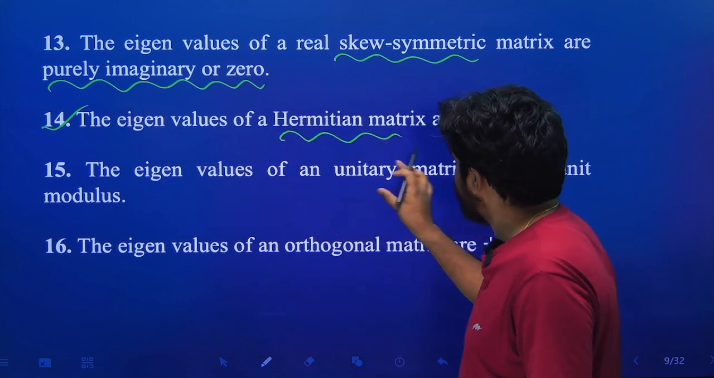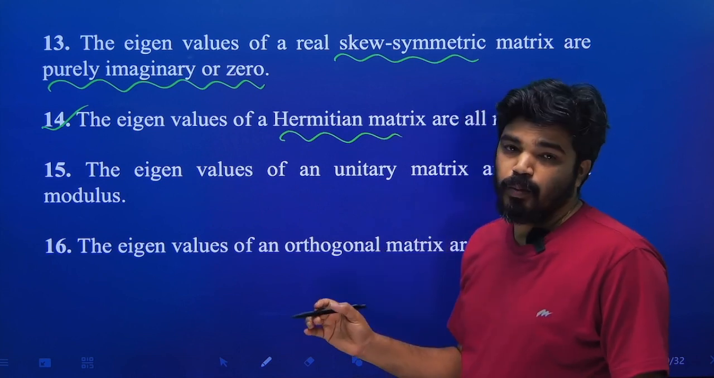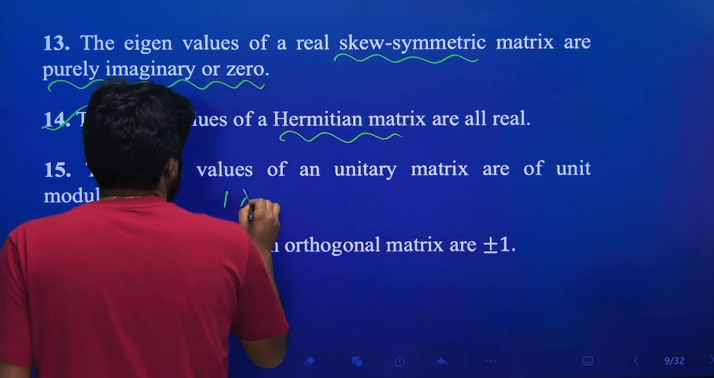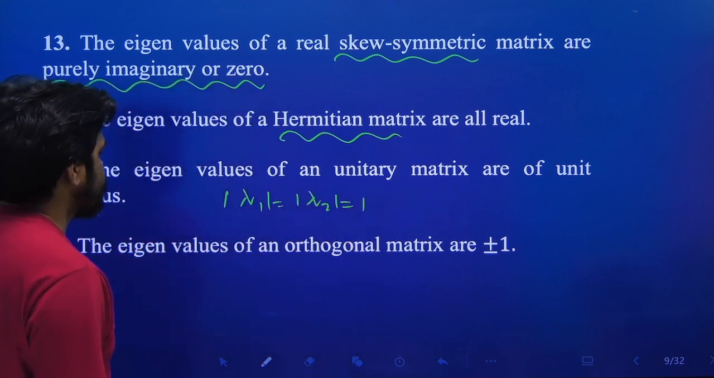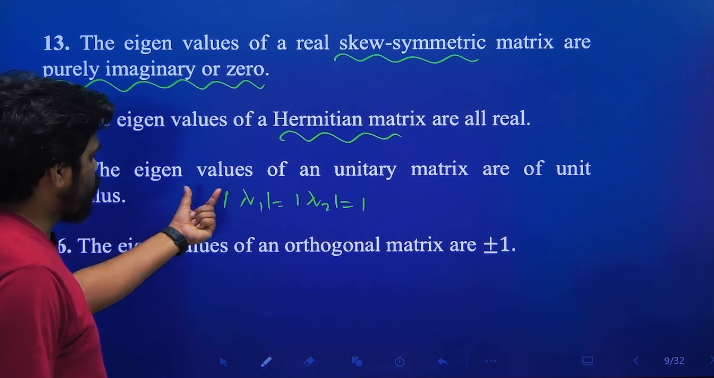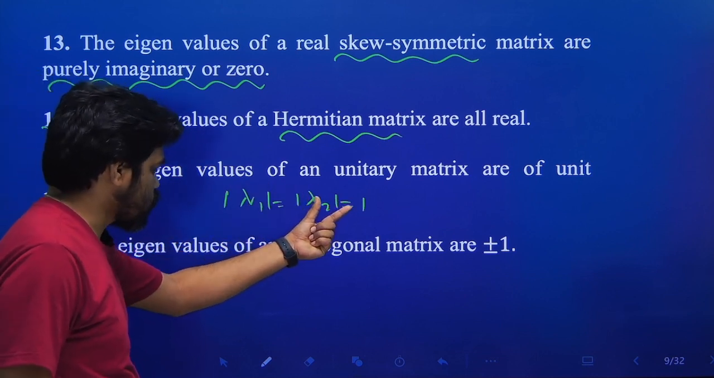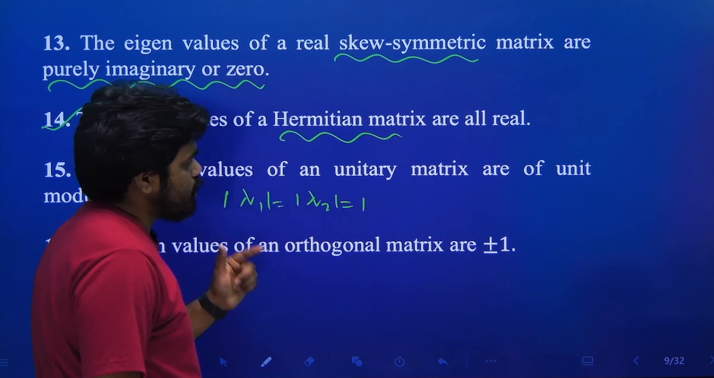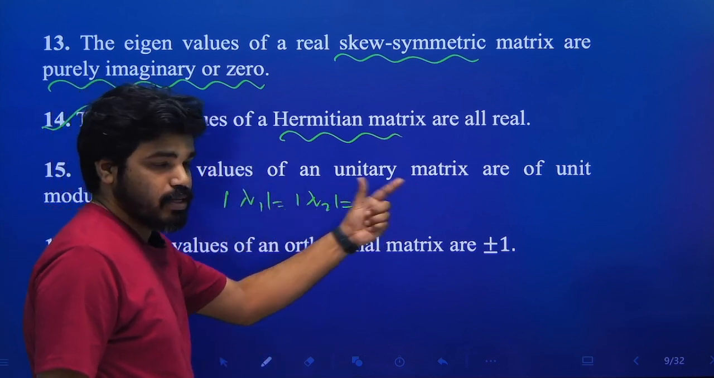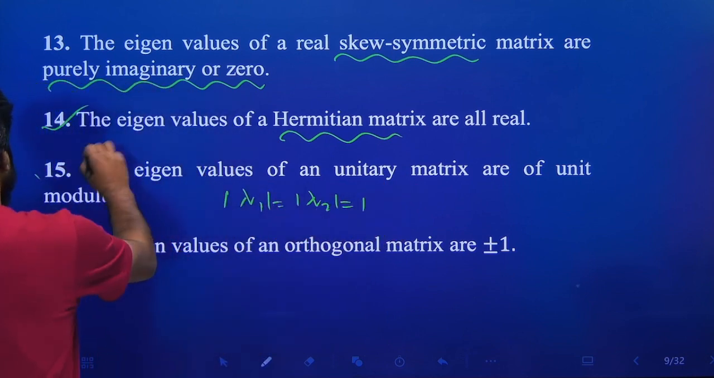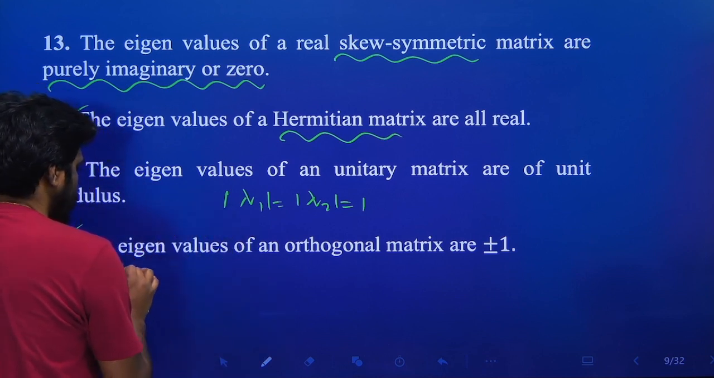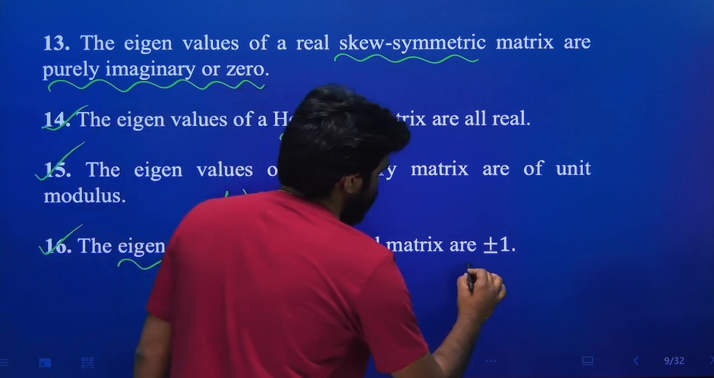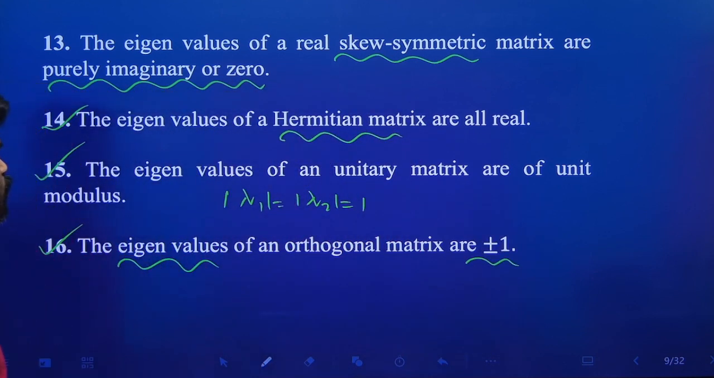The eigenvalues of a unitary matrix are of unit modulus. Unit modulus means modulus lambda 1 is equal to modulus lambda 2 is equal to 1. Okay, ঠিক আছে, modulus lambda 1 is equal to 1, modulus lambda 2 is equal to 1. যদি 3 cross 3 matrix থাকে, that is modulus lambda 3 is also 1. Next, the eigenvalues of an orthogonal matrix, যদি কোনো ম্যাট্রিক্স অর্থোগোনাল ম্যাট্রিক্স হয় তাহলে এর আইগেন ভ্যালু আসবে +1 or -1. The eigenvalues of an orthogonal matrix are +1 or -1.